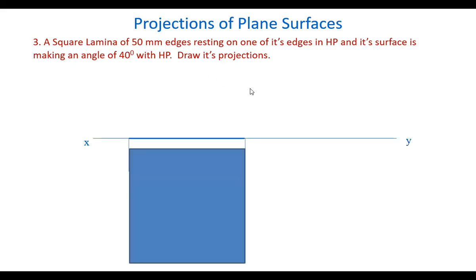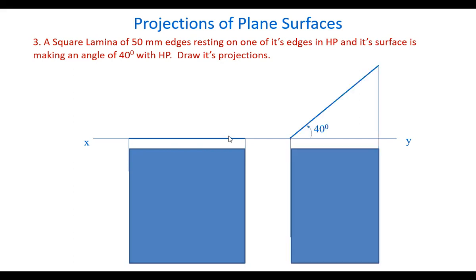Okay, now let's draw this. Okay, so here let's see how the plane is. So this is the square lamina in the horizontal plane here, and on this left side, we have an edge, and this edge is in the horizontal plane. Okay, and the surface is making 40 degrees angle with the HP. So the projections will be like this.